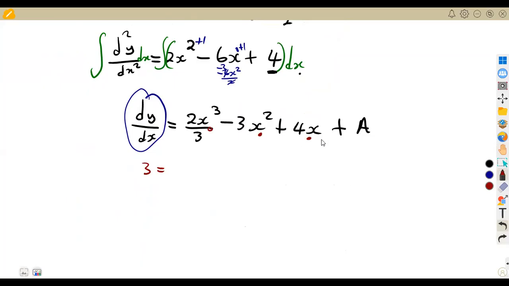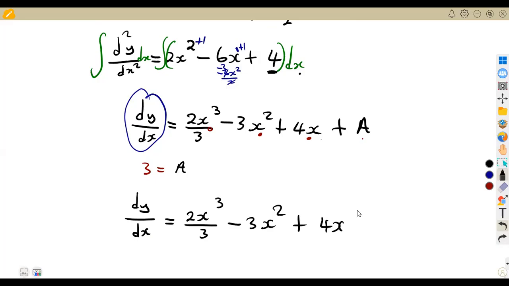So this whole part gives us a 0, and we remain with A being equal to what? Our A being equivalent to 3. With the value of A, we substitute it back. So we now have dy dx is equal to 2x to the exponent of 3 over 3 minus 3x squared plus 4x, plus the A that we got, which is 3.